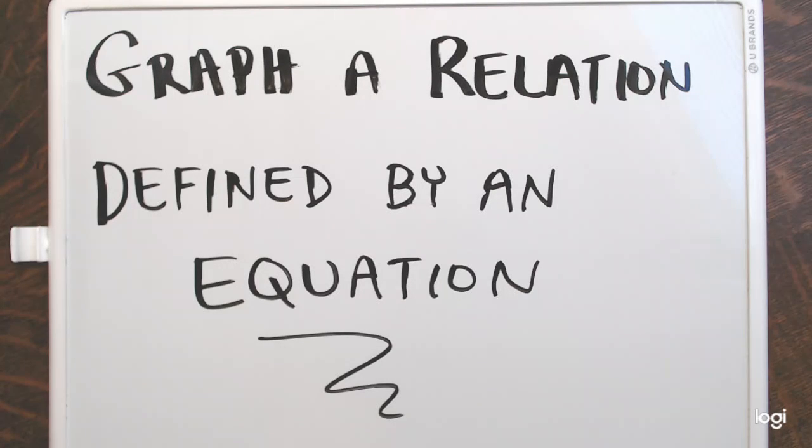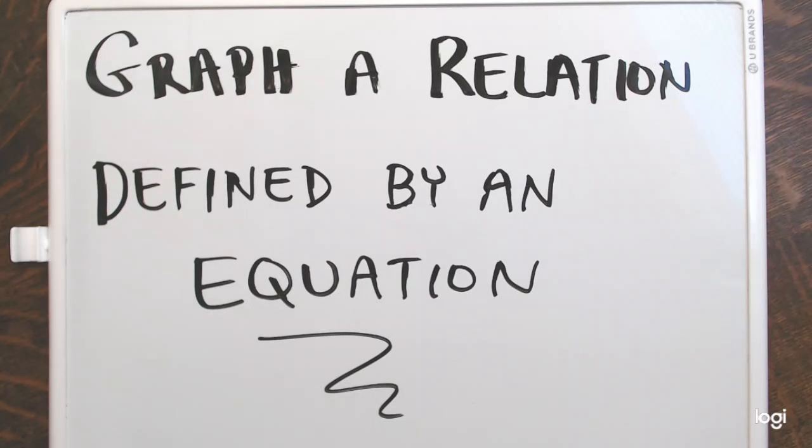Hello and welcome to this video on graphing a relation that's defined by an equation. Okay, so I have several examples here that are basically a combination of a couple of videos I've put up in the past on graphing an equation by point plotting, and also, after we graph the equation, I'm going to state the domain and range of the relation given the graph of the equation.